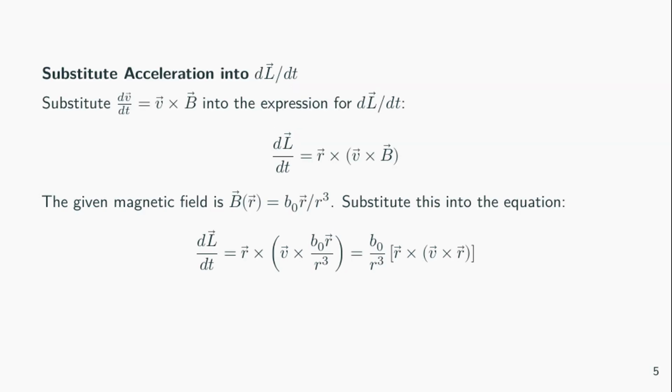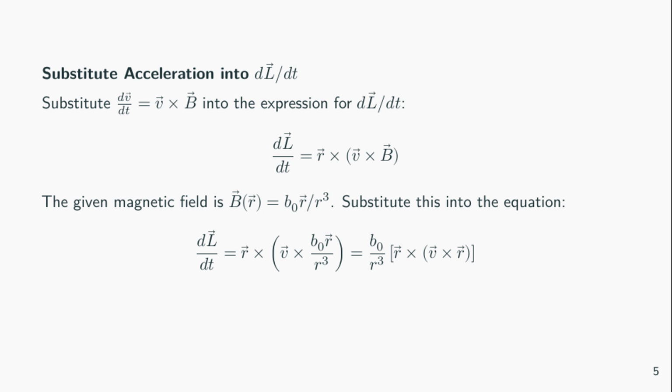Now let's substitute this expression for the acceleration d vector v by dt back into our equation for d vector L by dt. So d vector L by dt equals vector r cross, vector v cross vector B. We are given the magnetic field vector B as B0 times vector r over r cubed. Let's substitute that in. d vector L by dt equals vector r cross, vector v cross B0 times vector r over r cubed.